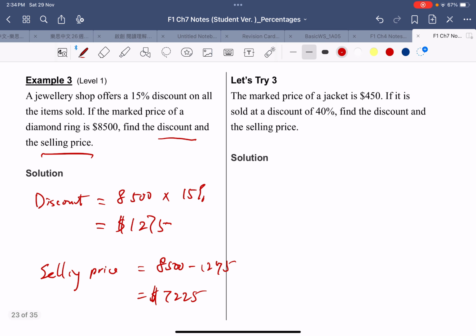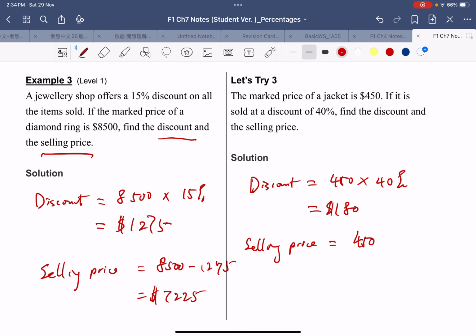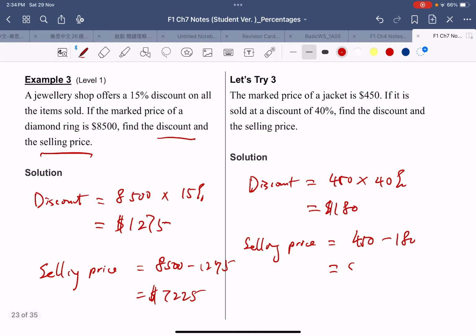Now let's try the next. Discount equals 450 times 40% equals 180, and then selling price equals 450 minus 180 equals 270.